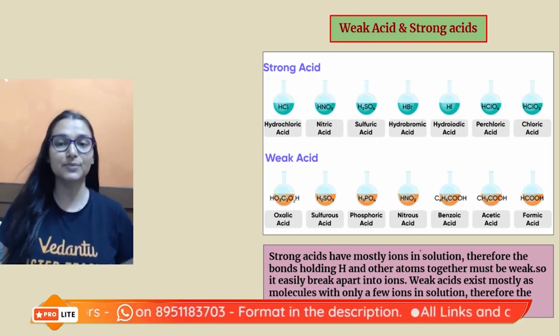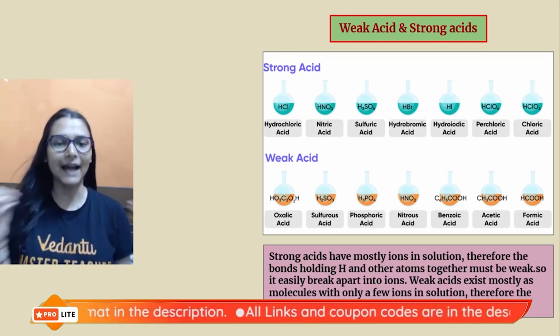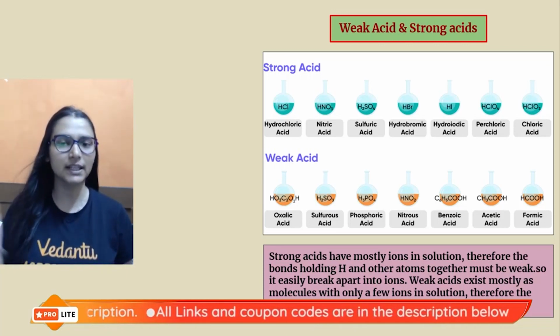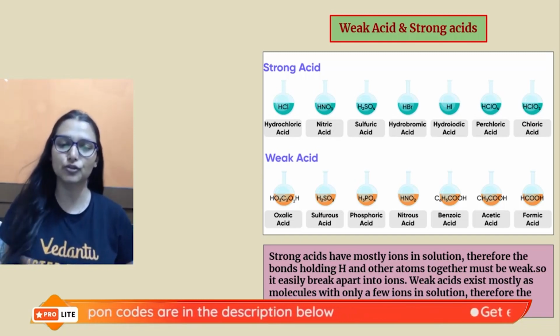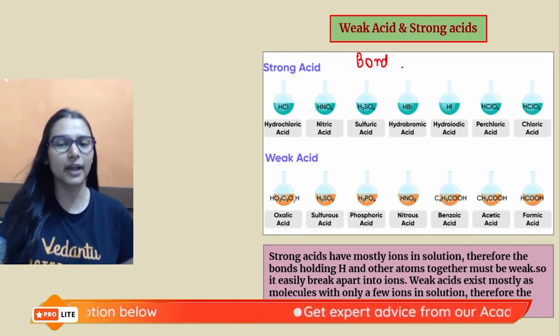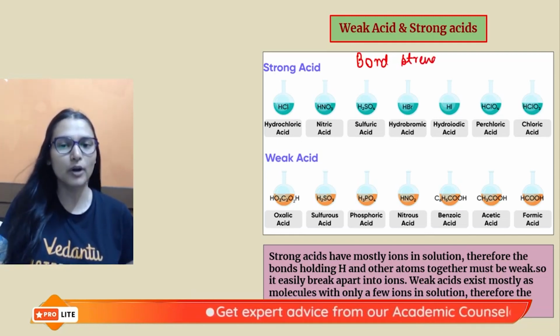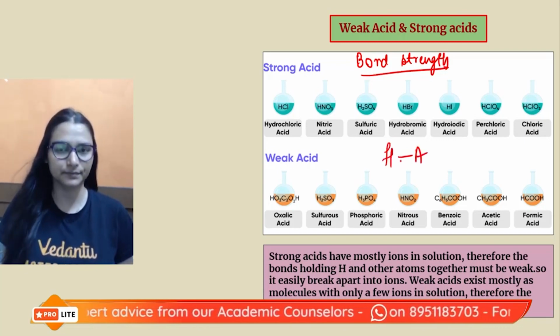Now the question is, ma'am, how do we know that an acid is strong or weak? So that depends on a lot of factors. In class 10th, you are not asked how to determine whether an acid is strong or weak. One of the parameters is the bond strength of the acid, right? Let's take a general acid HA.